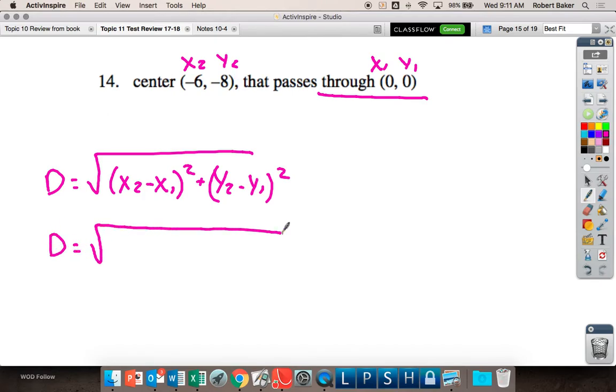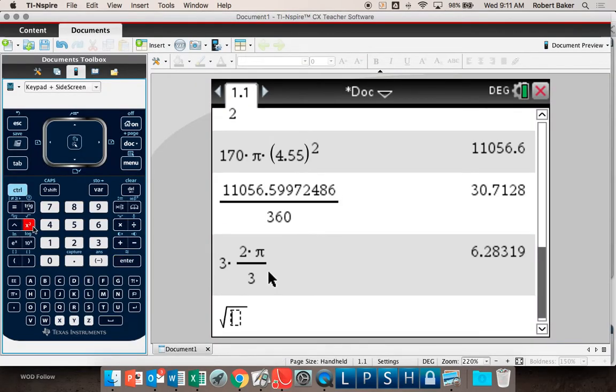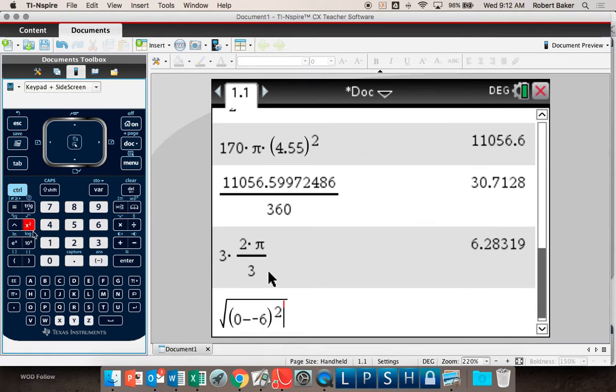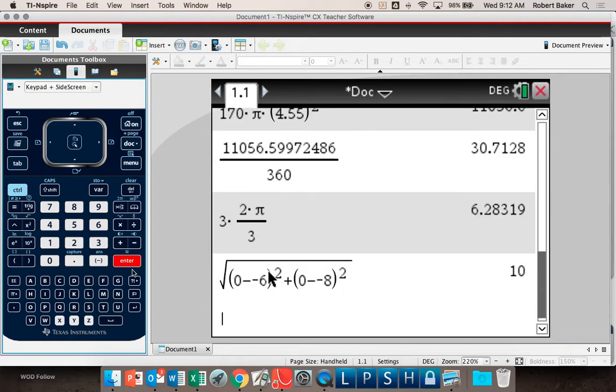As soon as we just fill out the equation, we can type it in our calculator. We have 0 minus negative 6 squared plus 0 minus negative 8 squared. So once we have that distance formula filled out, we can type it in our calculator. The square root of parentheses 0 minus negative 6 squared plus parentheses 0 minus negative 8 squared. And our distance from the center of the circle to the outside of the circle is 10.